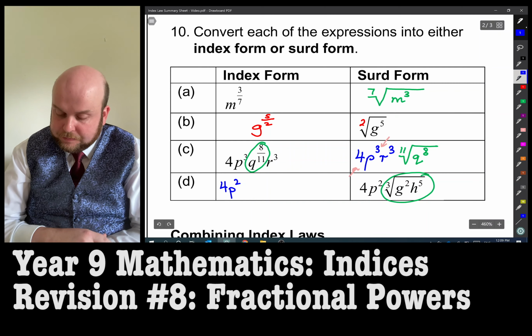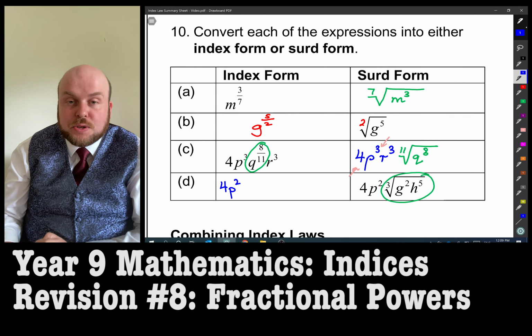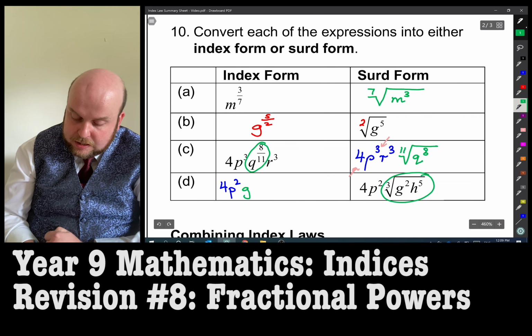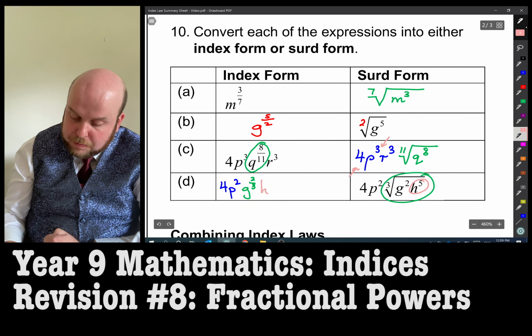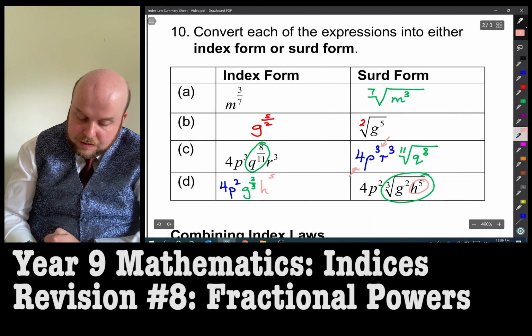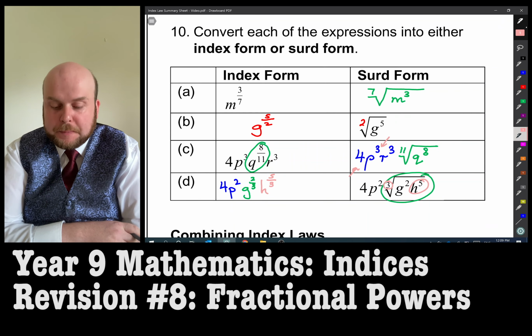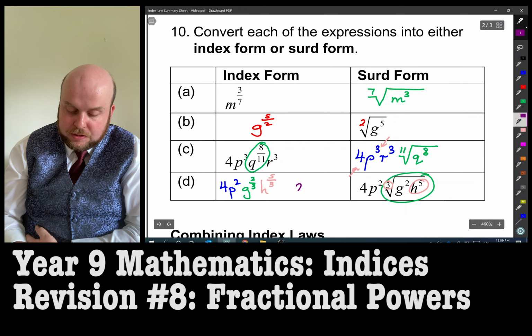4p squared. Now, each one of these will become its own separate fraction. So g is to the power of 2/3, and h will be to the power of 5/3, because of that 3 there. We could also write this as 2 squared, p squared, g to the power of 2/3, h to the power of 5/3.